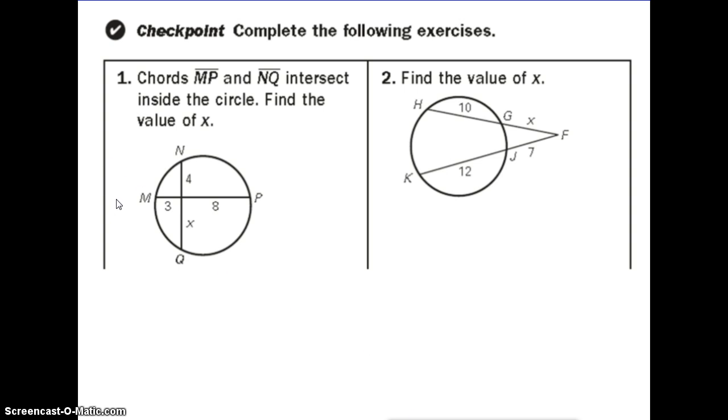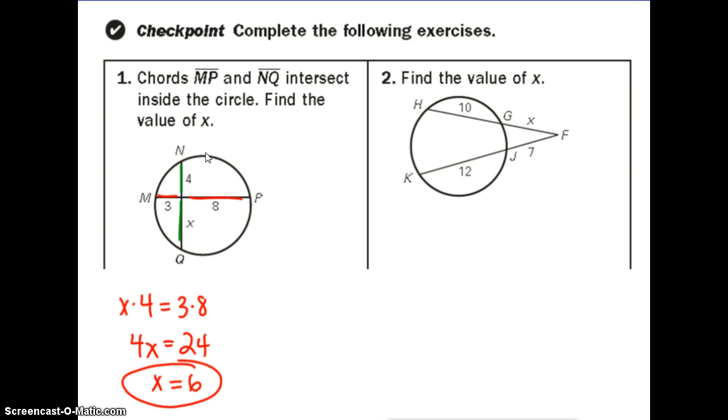Alright, so let's go ahead and do number 1. Number 1 says chords MP and NQ intersect inside the circle. Find the value of x. So what we're looking at here is one of the theorems that we discussed earlier, and that would be theorem 10.15. What that says is that x times 4 is going to be equal to 3 times 8. So x times 4 equals 3 times 8. Now x times 4 is just 4x, and 3 times 8 is 24. So divide both sides by 4 and I get x equals 6. Because I was not asked to find a certain length, my final answer is 6.